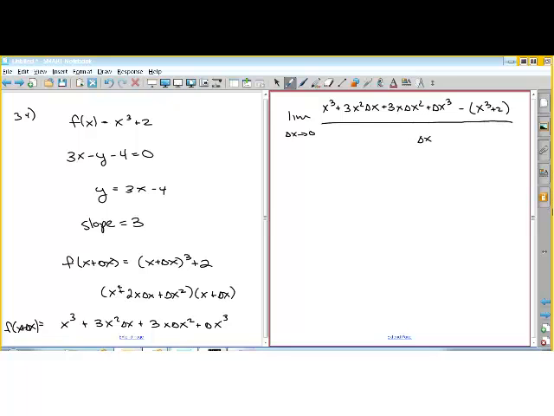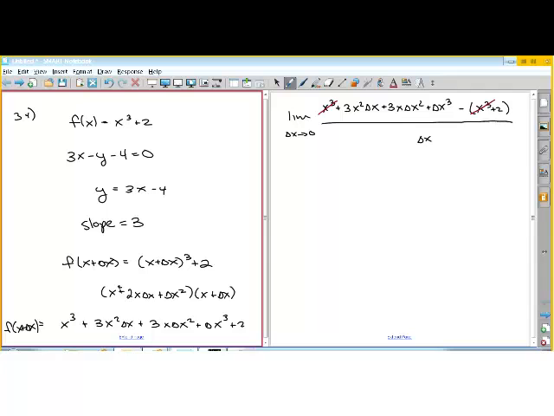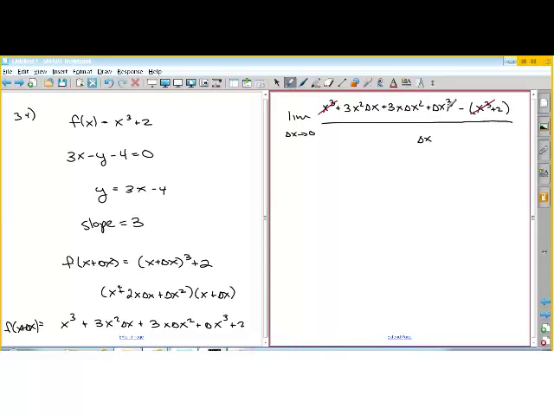So that cancels that. Oh, I forgot one term here. Plus 2. I forgot that number right there. Okay, so I'll have a plus 2 right here as well. So that cancels out with that. So what we have left is 3x squared delta x plus 3x delta x squared plus delta x cubed, all divided by delta x.